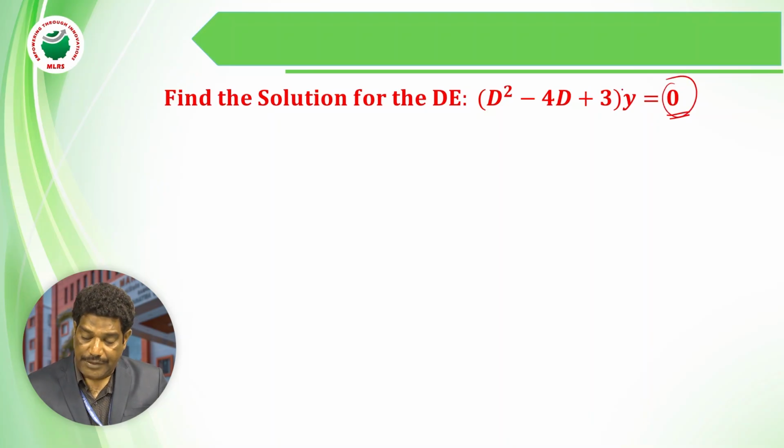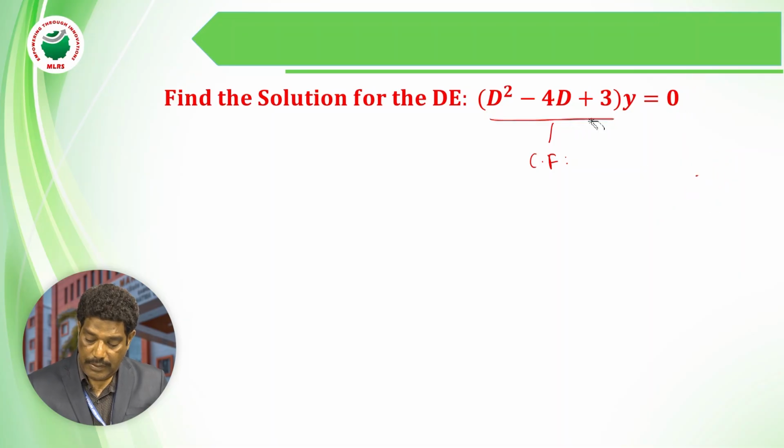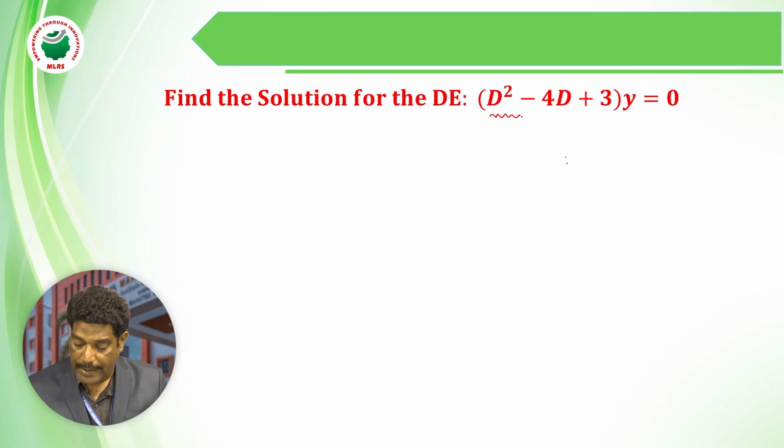So for the function 0, there is nothing to find. Here you need not find the particular integral for the differential equation. You just need to calculate the solution for the left hand side part, that means the complementary function. So here we just need to find the complementary function, no need to find the particular integral. Right. So what is the differential equation here? (D square minus 4D plus 3) y equals 0.